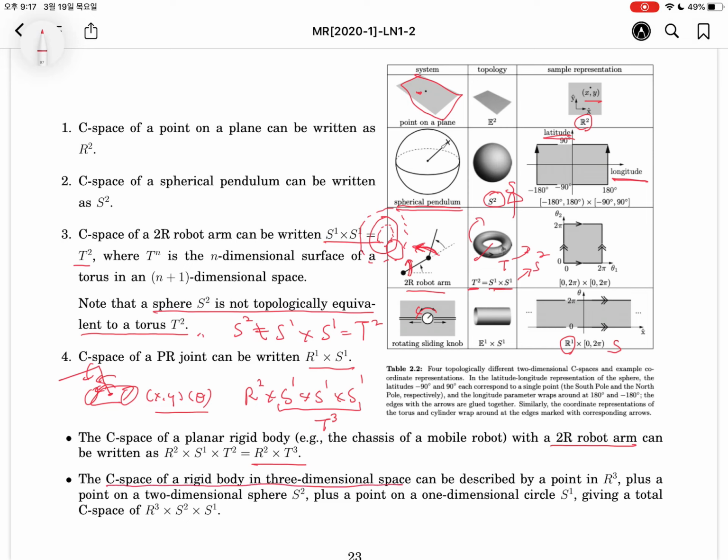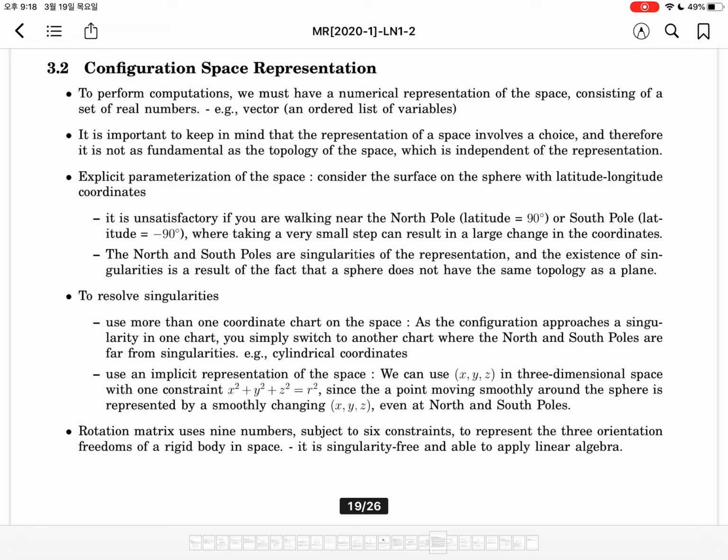Okay, the C space of the rigid body in three-dimensional space. Here X and Y and Z are required, and the roll and pitch will be expressed by using the latitude and the longitude, and then the yaw angle will be required to specify the final motion. Okay, R3 times S2 times S1. It cannot be combined as T3. As you may know, the S2 is different to the S1 times S1.